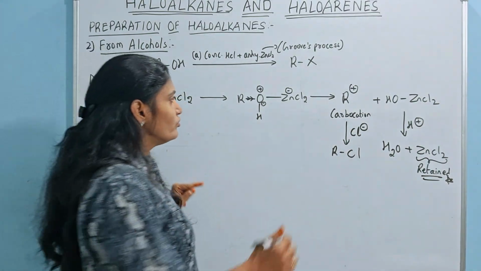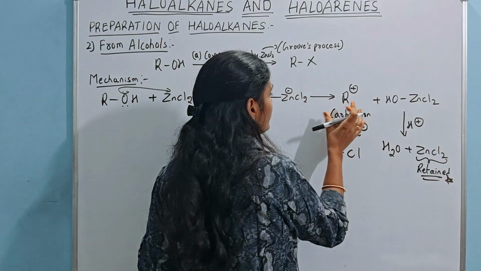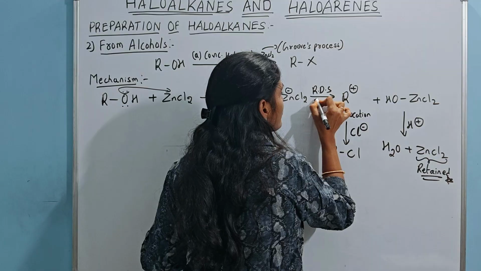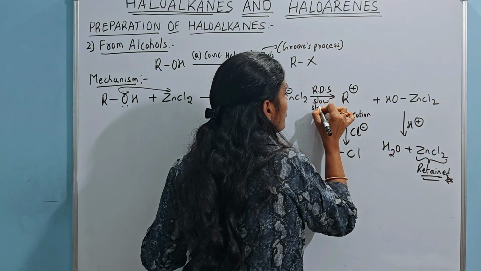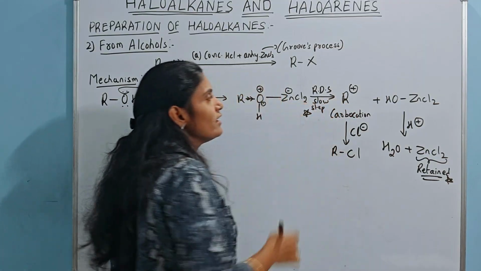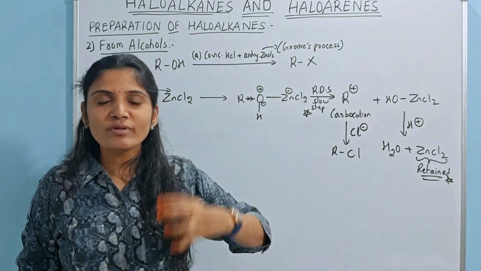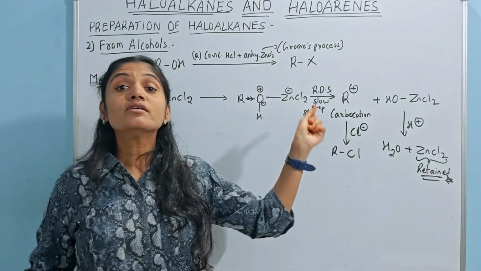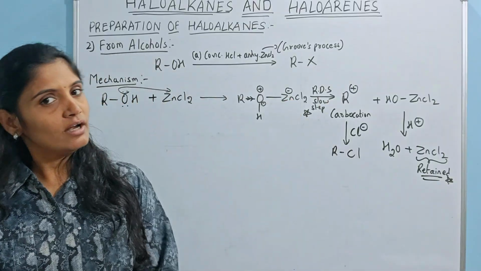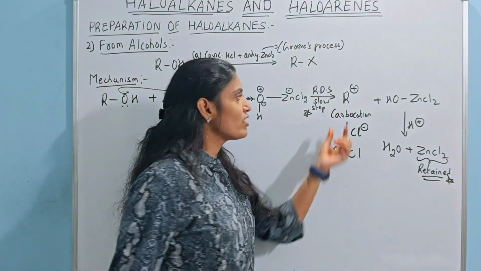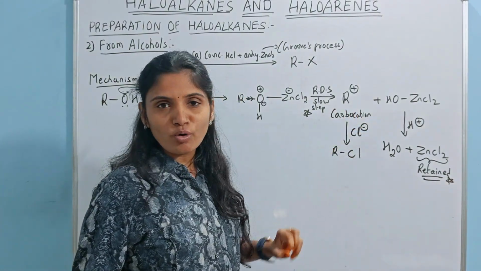Clear? And if you see here, in this reaction the formation of carbocation is the rate determining step, because it is the slow step. Whichever step is the slow step in the reaction is considered to be the rate determining step. The slowest step in any chemical reaction will determine the rate of the reaction. So what is the rate determining step in this reaction? It is the formation of carbocation.